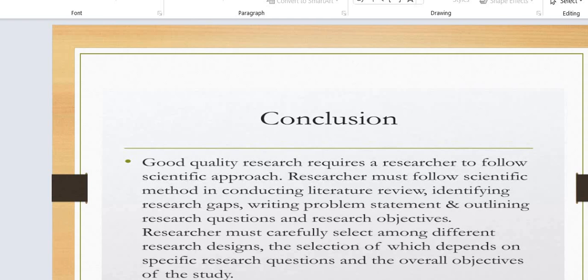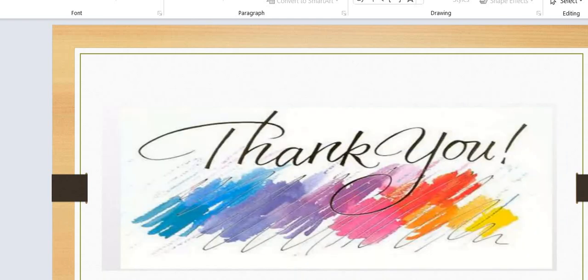This is all about the research process. What are the types of research processes, and what are the steps involved in research? We have discussed them here.